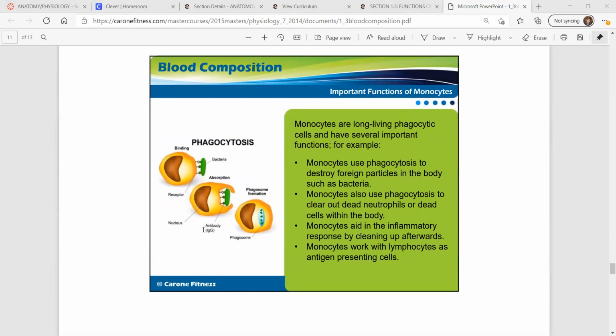Monocytes are long-living phagocytic cells and have several important functions, such as they use phagocytosis to destroy foreign particles in the body, such as bacteria. They also use phagocytosis to clear out dead neutrophils or dead cells within the body. They aid in the inflammatory response by cleaning up afterwards. Monocytes work with lymphocytes as antigen-presenting cells.